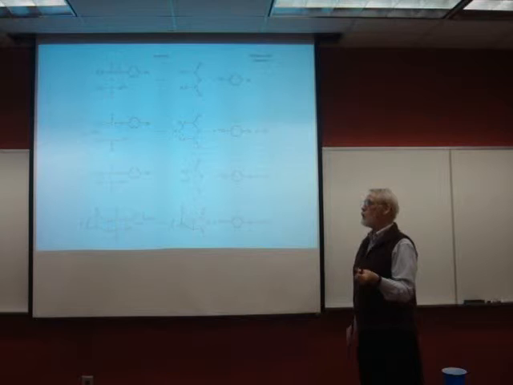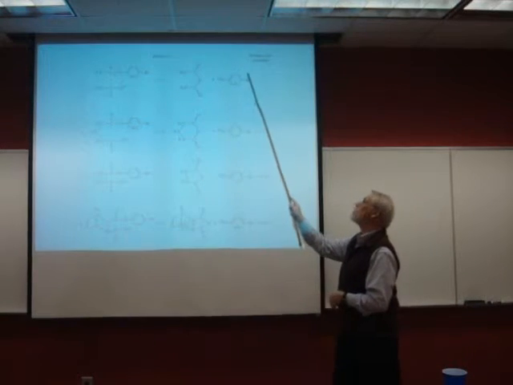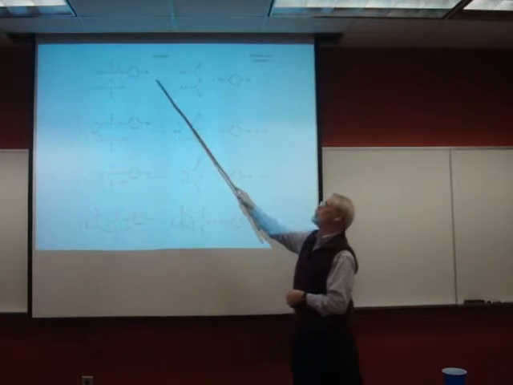So let's take a look. So what we do is we measure the rate of the reaction when we have these 2 molecules come together to form this.